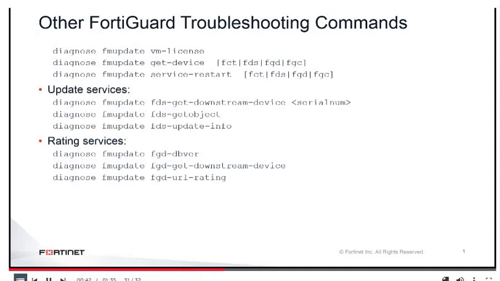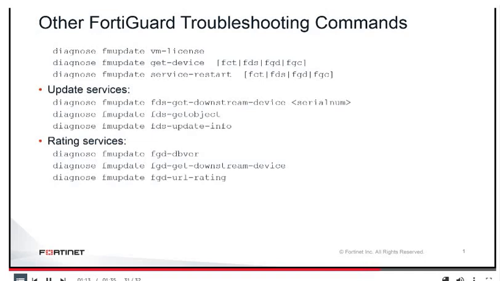Diagnose fmupdate fds get-downstream-device, serial number. Gets information of all downstream FortiGate antivirus IPS devices. Optionally, enter the device serial number. Diagnose fmupdate fds get-object. Lists downloaded antivirus, IPS, and vulnerability scanner packages. Diagnose fmupdate fds-update-info. Displays the FDS update info.